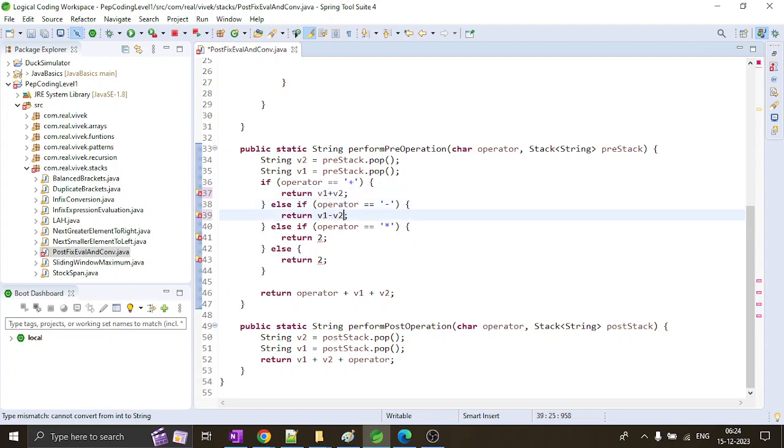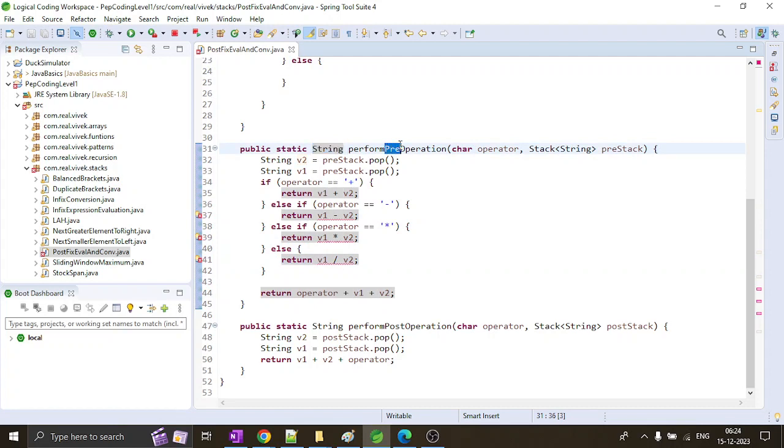So we'll have v1 plus v2 here, v1 minus v2 here, v1 times v2 for multiplication, and v1 divided by v2 here. And we perform valuation and we return an integer. So this stack is of type integer, the valuation stack.